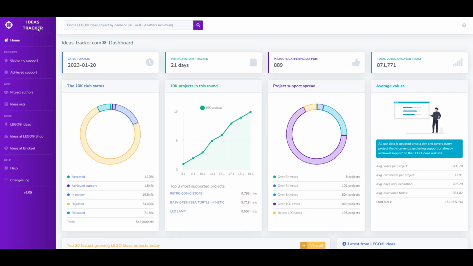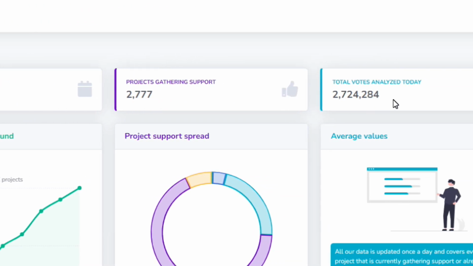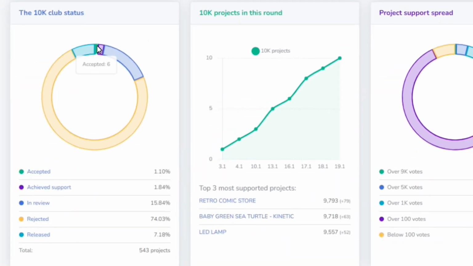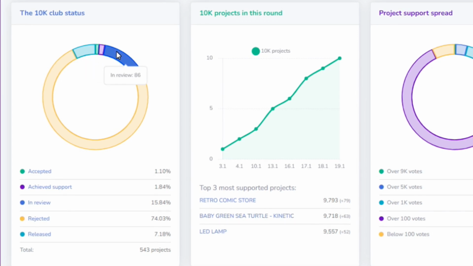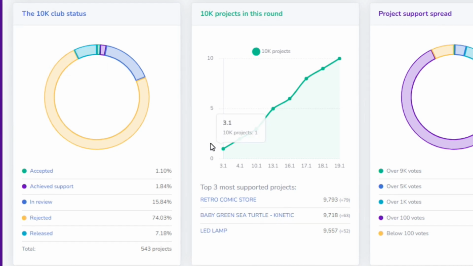The basic idea is that this tool checks the LEGO Ideas website once a day and records data of every project in the gathering support and achieve support stage. The numbers you see here reflect that. Then, statistics for every project are built based on daily changes.